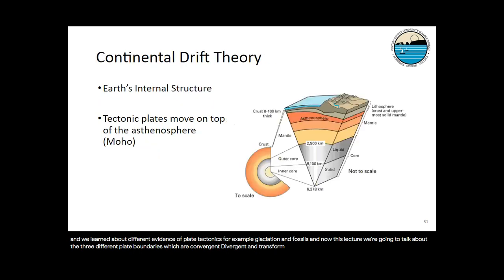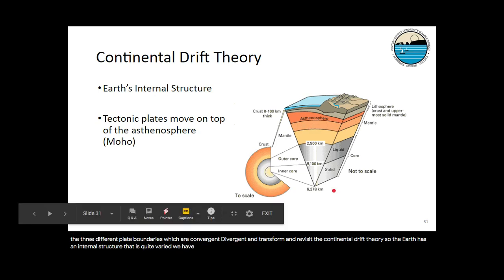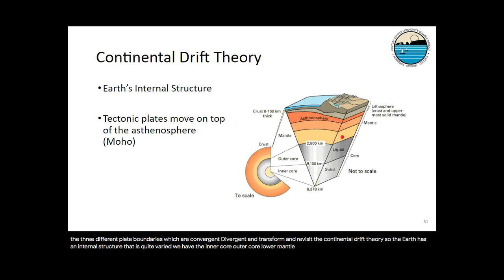So let's go back and revisit the continental drift theory. So the Earth has an internal structure that is quite varied. We have the inner core, outer core, lower mantle, upper mantle, asthenosphere, lithosphere, and crust. And between the asthenosphere and the lithosphere is called the moho. And tectonic plates float on top of the asthenosphere, and that's where they move.